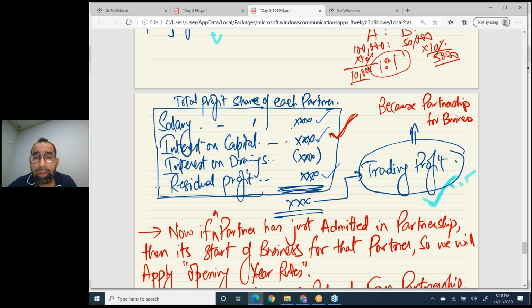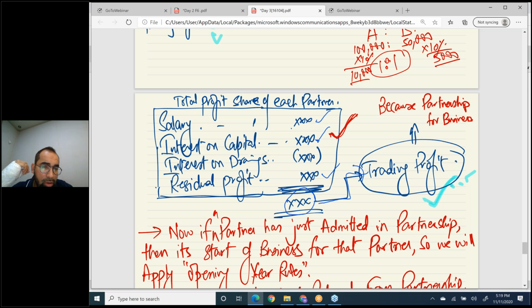Now a very important turning point: this final number is trading income for each partner. Why? Because people do partnership for business. Have you ever heard somebody saying we are doing a job in partnership? Never. Partnership is for business. So whatever you are earning from partnership is your trading income. So the total of this packet is your trading profit.